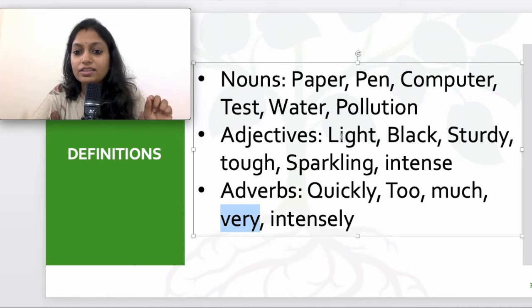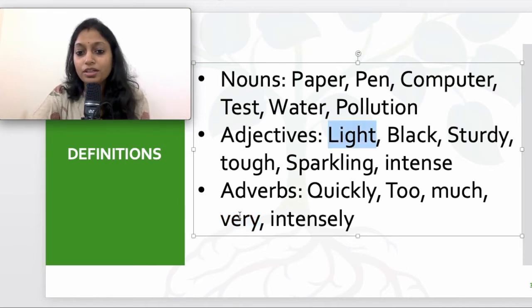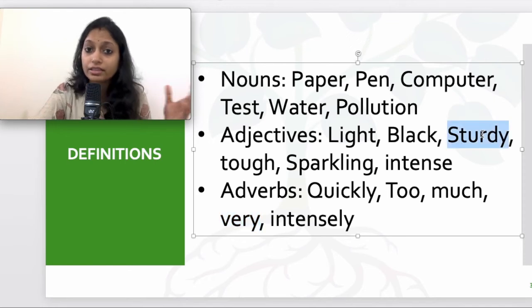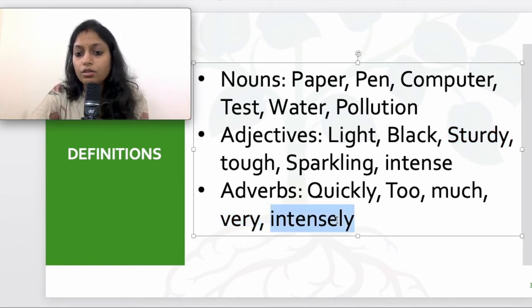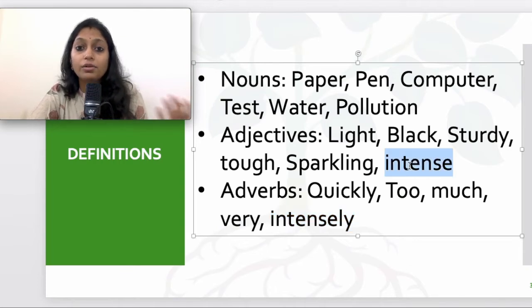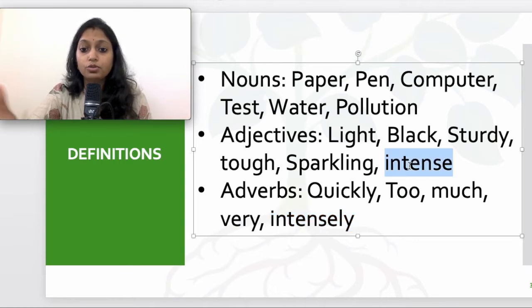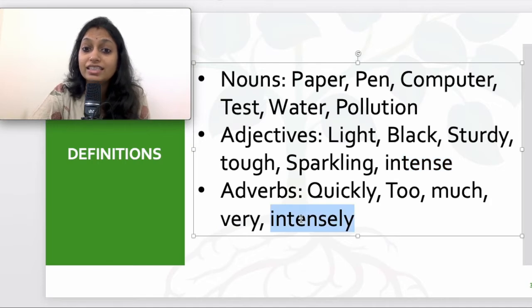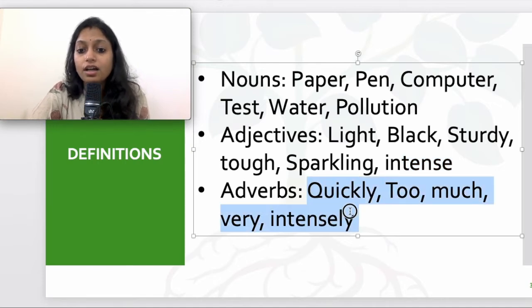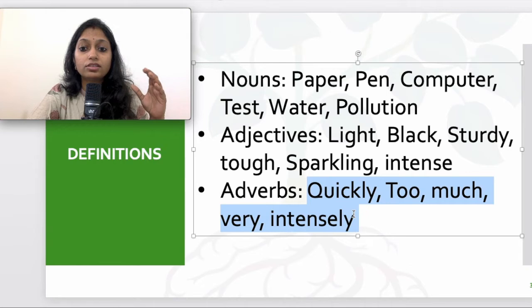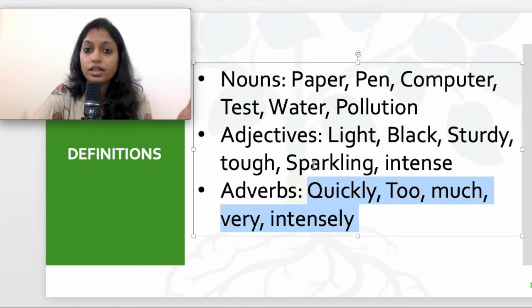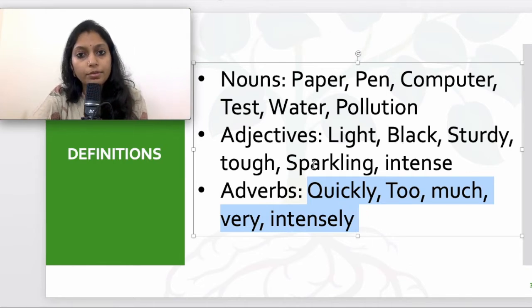The paper is very light. How light? Very light. Okay, same way with sturdy. Very sturdy. Okay, now again, intensely. How intense can it get? How intense can the fight get between two people? They fought intensely. These are words that describe the strength of a certain adjective or a verb.